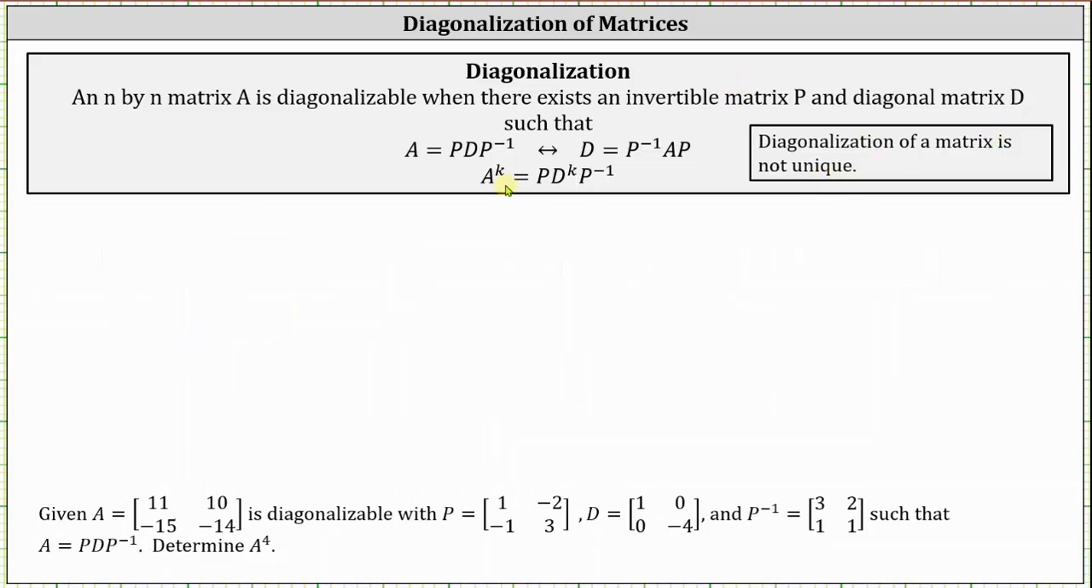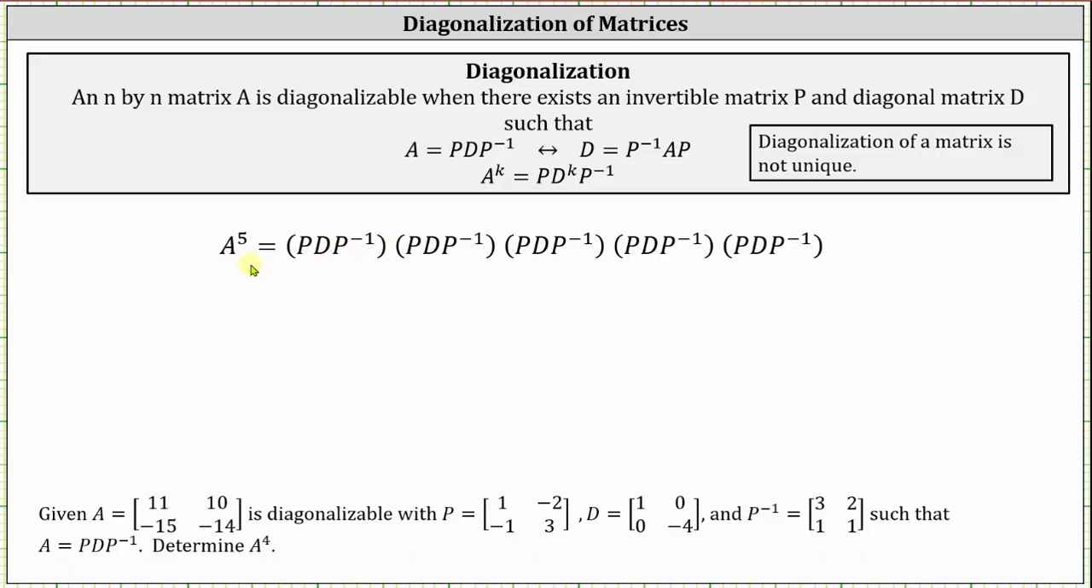And now let's look at the formula matrix A to the power of K equals matrix P times matrix D to the power of K times the inverse of matrix P. Let's do this by considering matrix A to the fifth power. If matrix A is diagonalizable, we know matrix A is equal to matrix P times matrix D times the inverse of matrix P, and therefore we'd have 5 factors of the product.